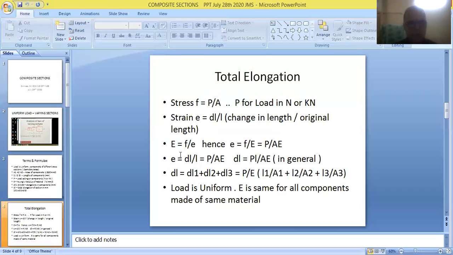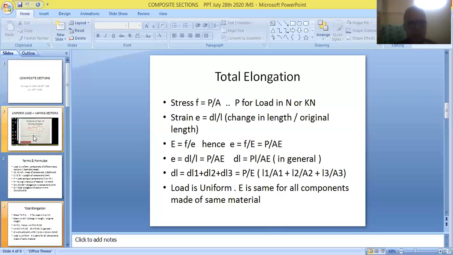Also, we have a formula for Young's modulus. Capital E is written as F by small e. So, therefore, small e can be written as F by capital E. Again, F is equal to P by A, so it is written as P by AE. And again, small e is equal to DL by L according to this formula. So DL by L can be written as P by AE, and ultimately DL can be written as PL by AE. In general, DL can be written as PL by AE.